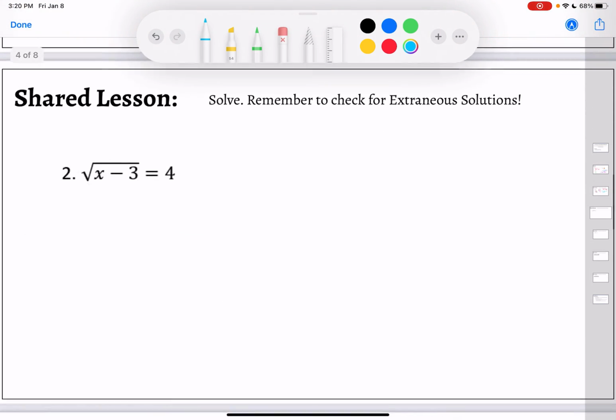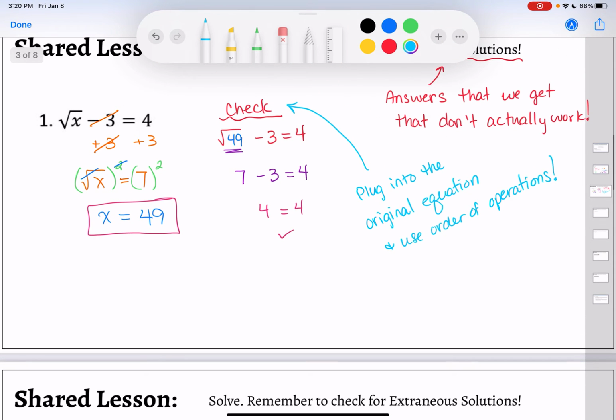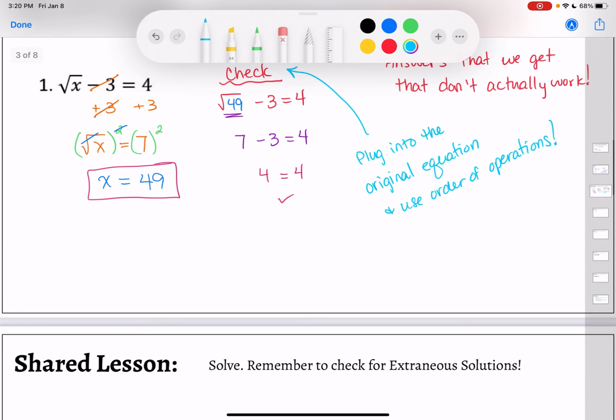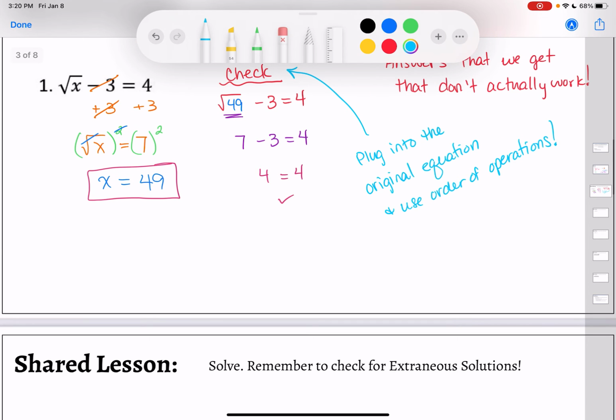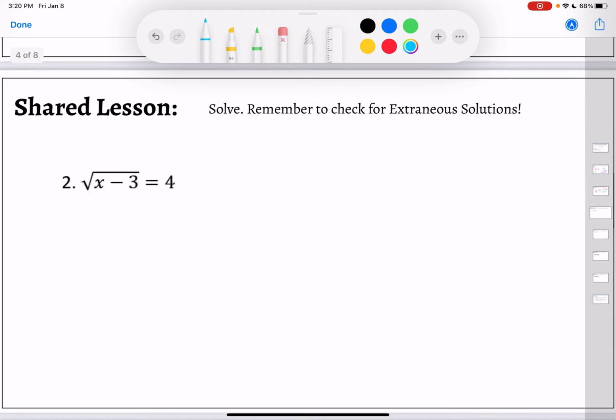All right, here's number 2. So notice on number 2 here, I have the square root of x minus 3 equals 4. Now, look at the last one. This is almost exactly the same, right? What's the only difference between these two problems? Well, in the first problem, the minus 3 was on the outside of the radical. On the second problem, the minus 3 is on the inside of the radical.